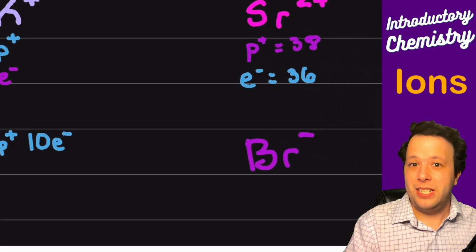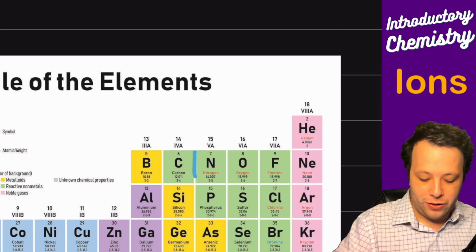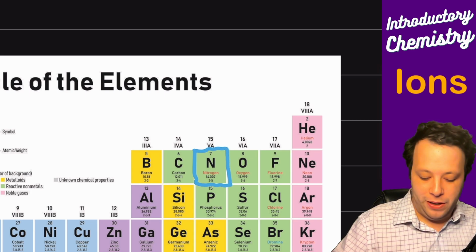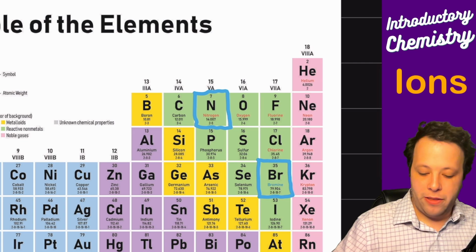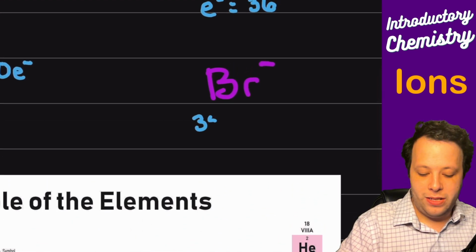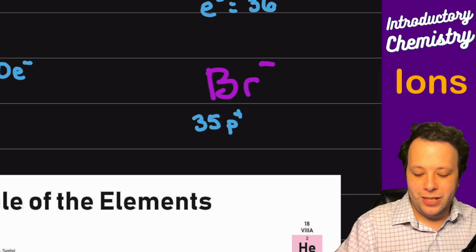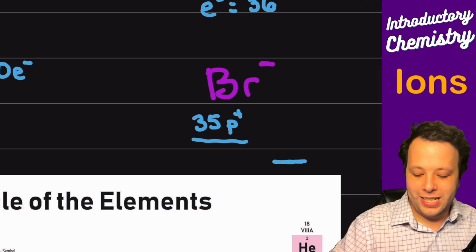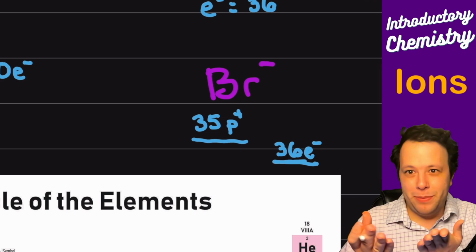Well, our last one is bromine. I'll circle nitrogen as we went, because I didn't go down the periodic table. Bromine is down over here. It's number 35, so that means it has 35 protons. And being that it's negative, it's more negative. So if we think of the scales, right, the 36 is a little bit lower. So that means that's 36 electrons when we think of the balance between the two.